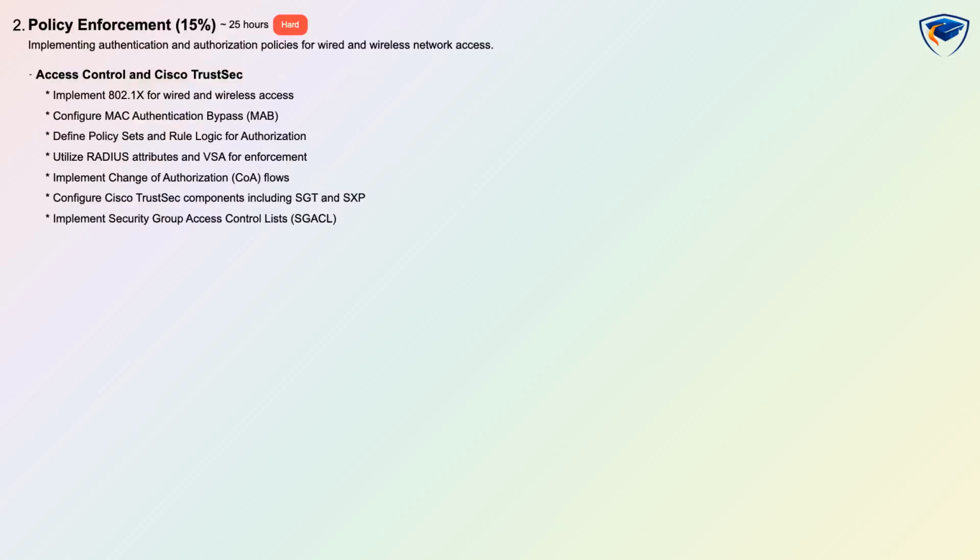The Policy Enforcement domain accounts for 15% of the exam weightage and covers implementing authentication and authorization policies for wired and wireless network access. You'll need to know how to implement 802.1X, configure MAC authentication bypass, define policy sets and rule logic, and utilize RADIUS attributes and VSA for enforcement. Additionally, you'll need to understand how to implement change of authorization flows and configure Cisco TrustSec components.